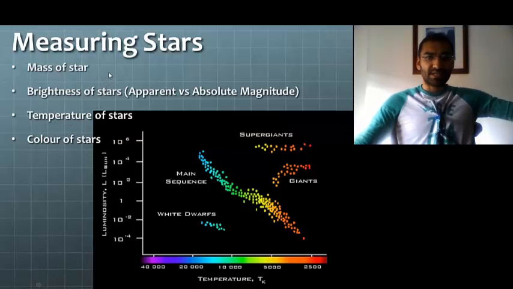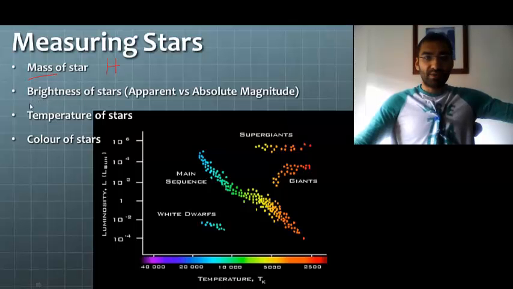So let's have a look at stars themselves. Why are stars different? Well, stars can be different because of their mass. Now, their mass is basically the amount of hydrogen which is in them, because remember, hydrogen is the most abundant element in the star. So the more hydrogen, the larger the mass of the star. The less hydrogen, the lower the mass of the star.